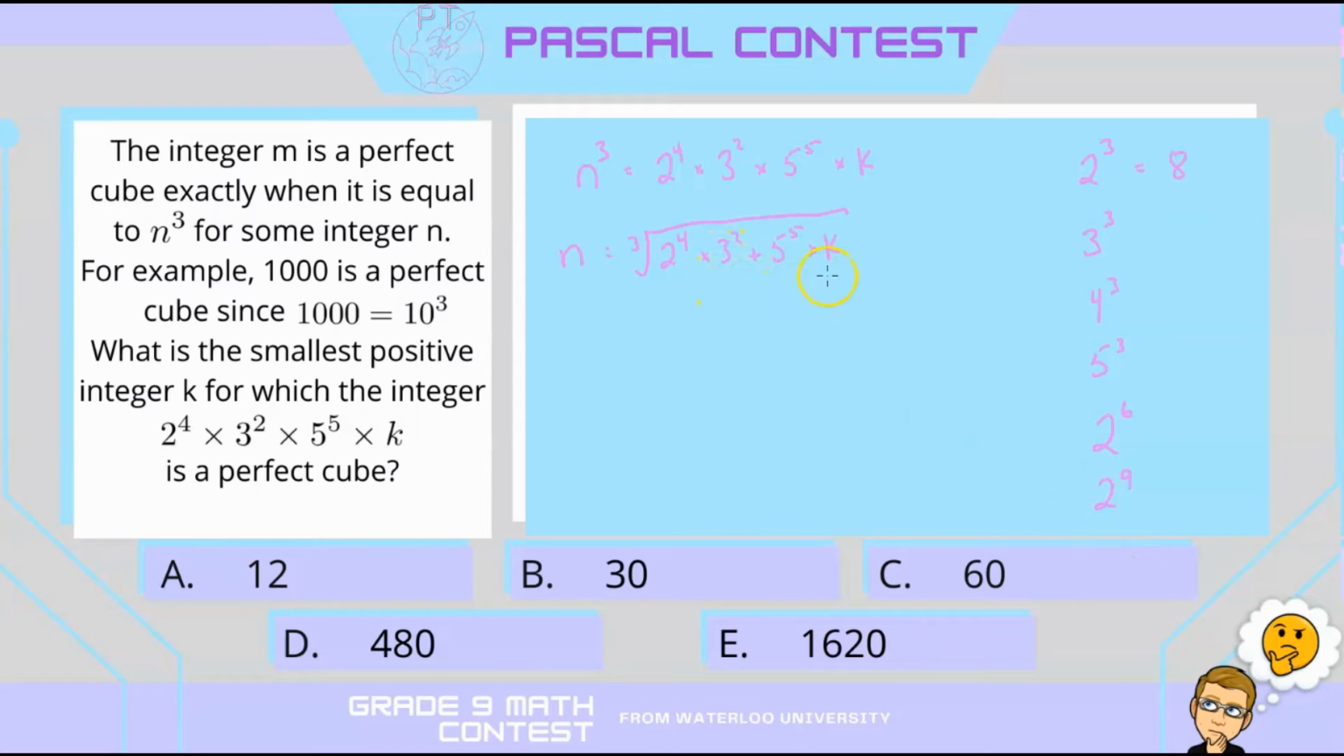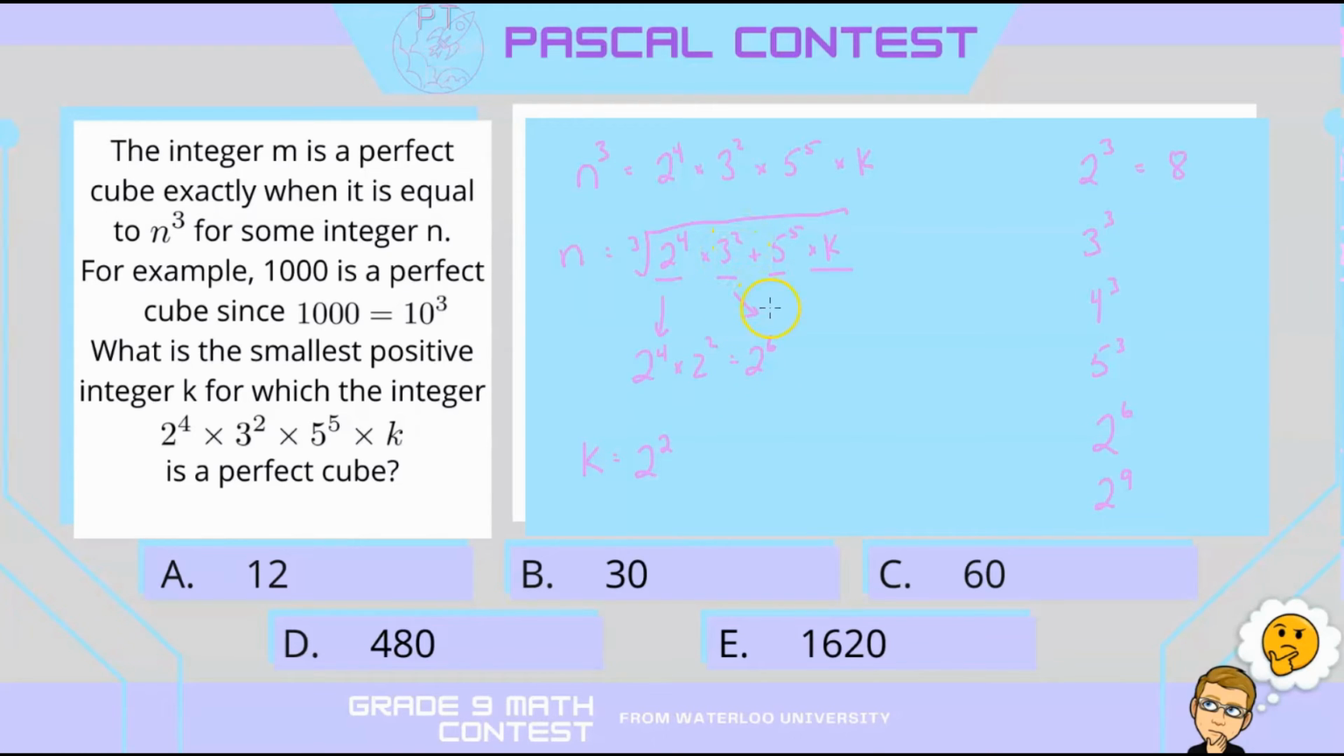So what I technically want to do is choose a value k that will turn each of these coefficients into perfect cubes. So let's look at the first one, 2 to the 4. 2 to the 4 is not a perfect cube. However, if we increase this 4 into a 6, it will become a perfect cube. So k is going to be 2 to the 2 for now, because if we multiply 2 to the 4 by 2 to the 2, we get 2 to the 6, which is a perfect cube.